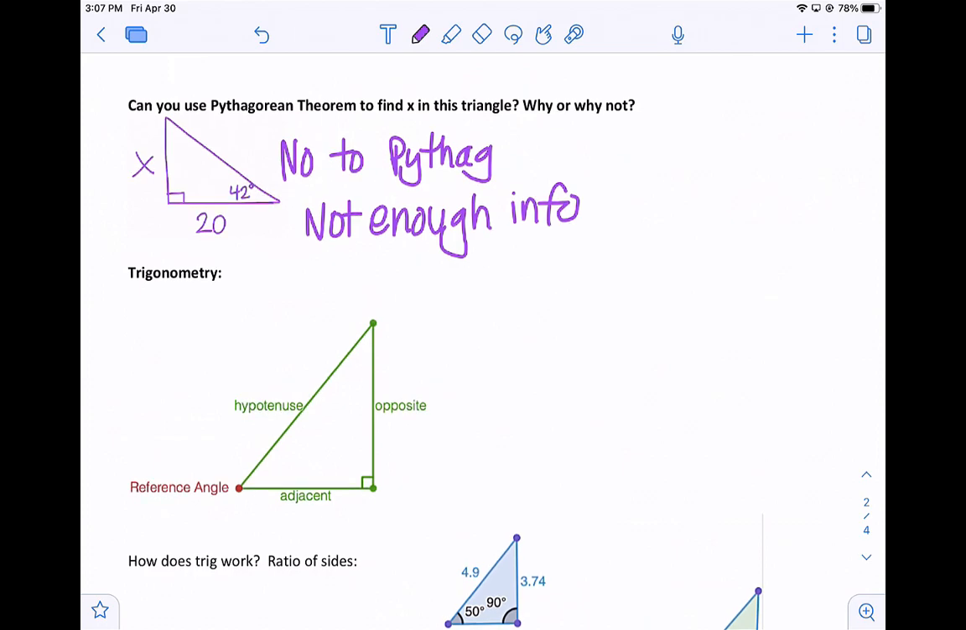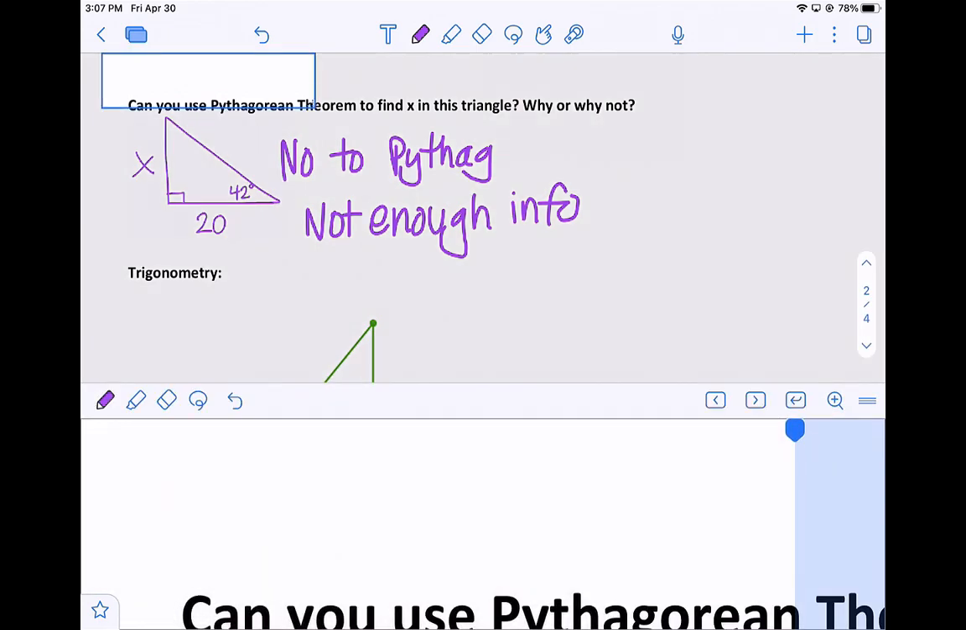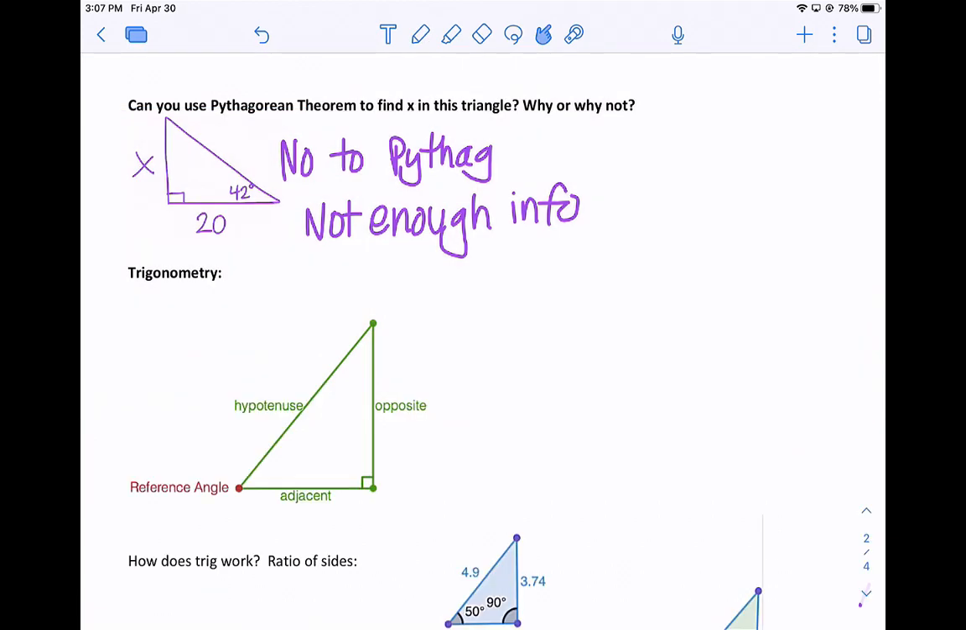If there's not enough information, we have this other method that we're going to use to solve, and it's called trig. It's right triangle trig that we're going to be looking at. In order to use right triangle trig, we first have to know how it works. We're going to look at these ratios, and we have to know how to set up these ratios. Later this week, now that we know how to set up the ratios, we can solve for a missing side of a triangle, and we can also solve for a missing angle.